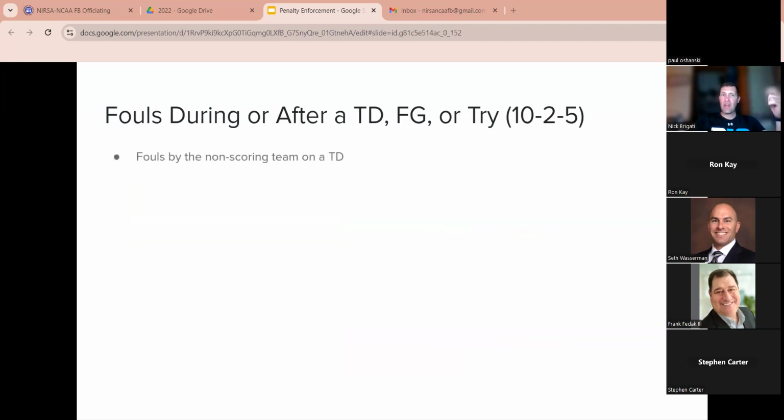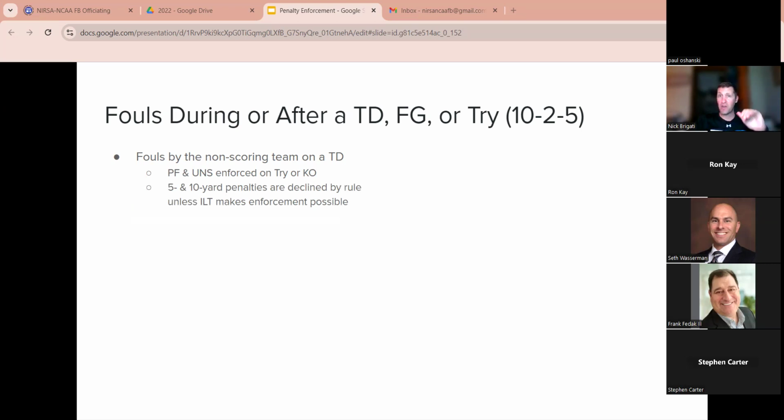Fouls during or after a touchdown, field goal, or try. If it's a foul by the non-scoring team, we would enforce any personal fouls or unsportsmanlike conduct penalties on the try or the kickoff. But any 5 or 10-yard penalties are declined by rule unless illegal touching of a kick makes enforcement of the penalty possible, which I will get to in great detail, probably more detail than you want here in a minute.